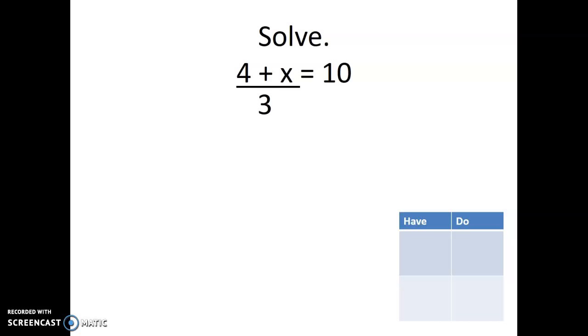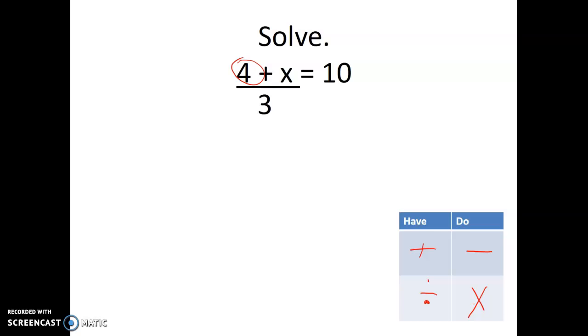Now this one looks tricky, but we can still do this, okay? I see that I have addition, but I also see that I have division. And when I say I have addition, it's because my 4 up here, kind of like the last problem, comes before my variable, it's positive, so that's adding. So how do I undo addition and division? I undo it by subtraction and multiplication.